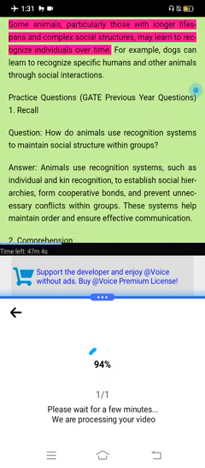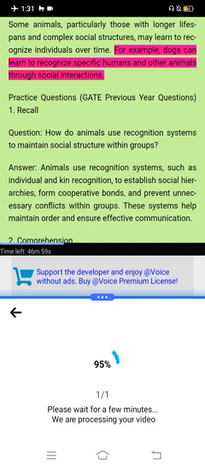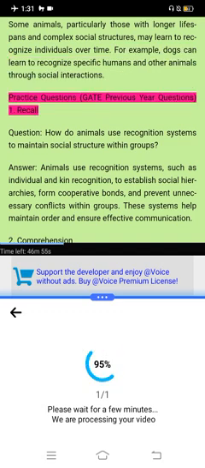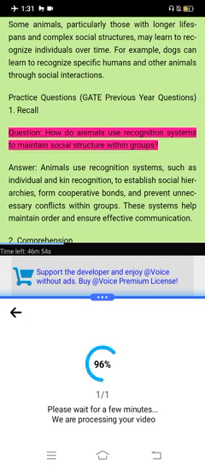Learning and recognition. Some animals, particularly those with longer lifespans and complex social structures, may learn to recognize individuals over time. For example, dogs can learn to recognize specific humans and other animals through social interactions. Practice questions. Previous year questions. 1. Recall. Question. How do animals use recognition systems to maintain social structure within groups?